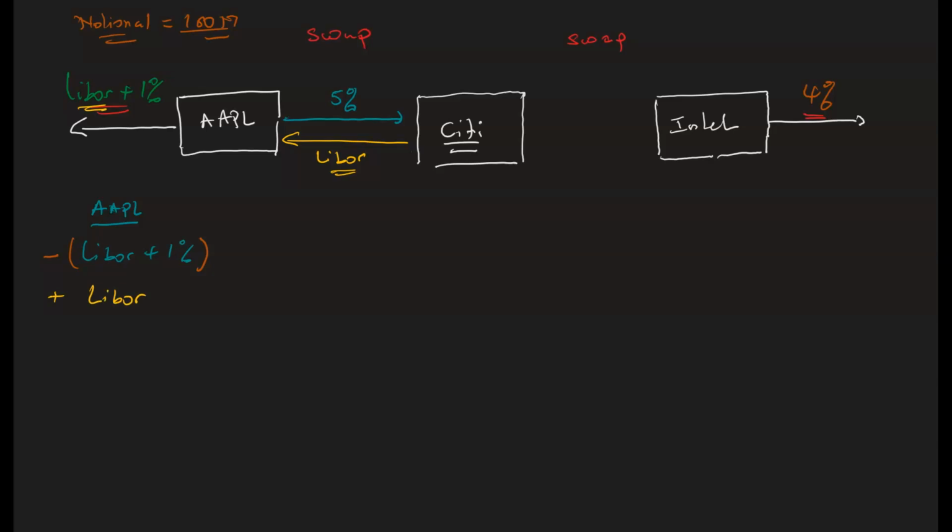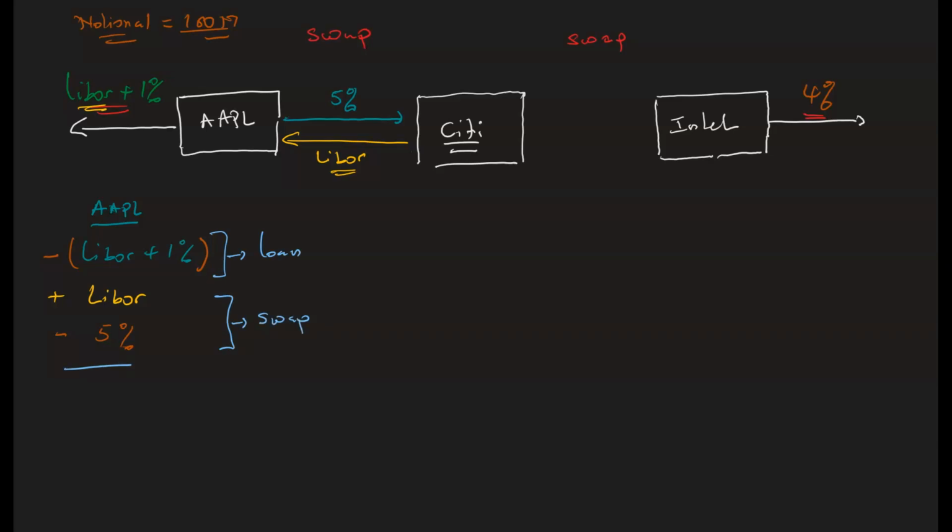And in exchange for LIBOR, they will be paying the 5%. So they're going to make a payment of 5% again, so minus 5%. This first portion here is the loan. This second portion here is the swap.